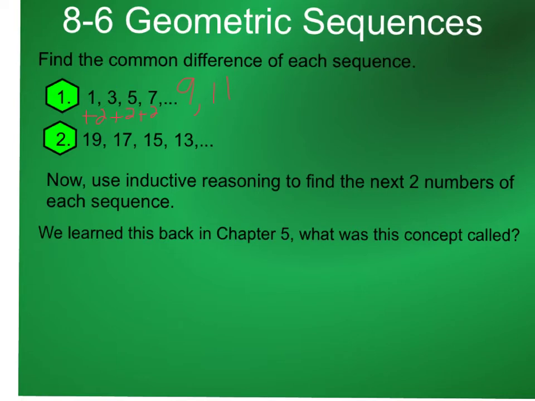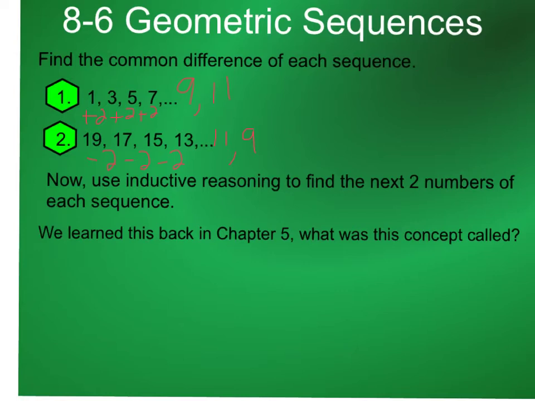Let's look at our next sequence. We have 19, 17, 15, 13. So it is going down, so I know that my common difference will be a negative number. My common difference is negative 2, and my next 2 terms are 11 and 9.